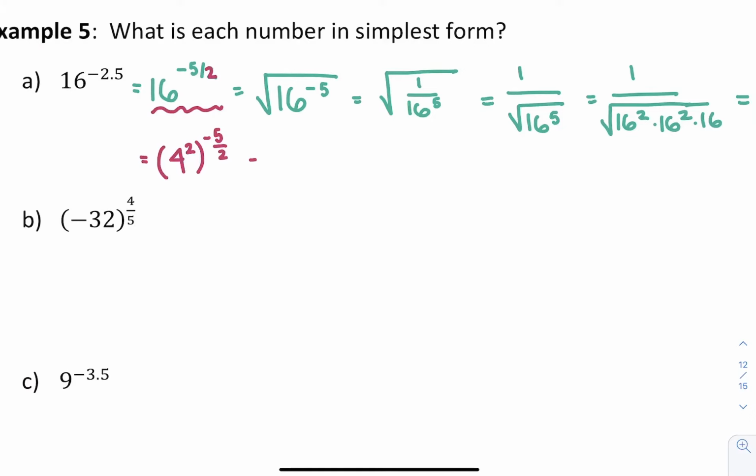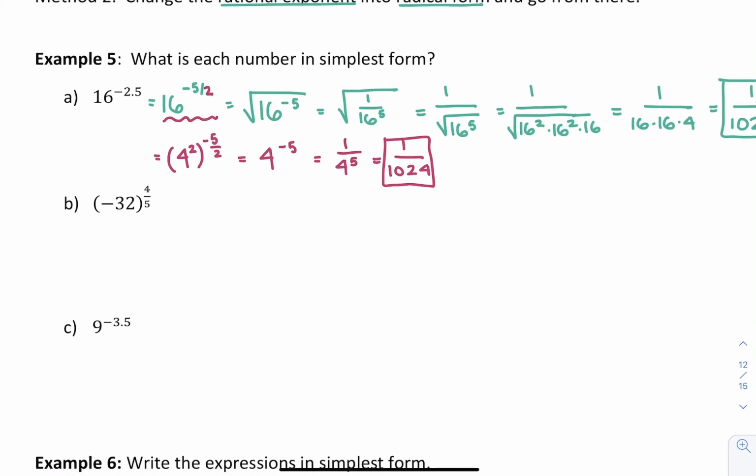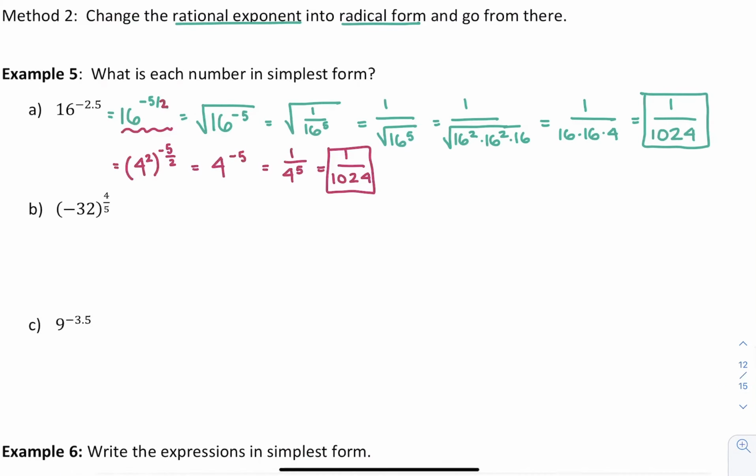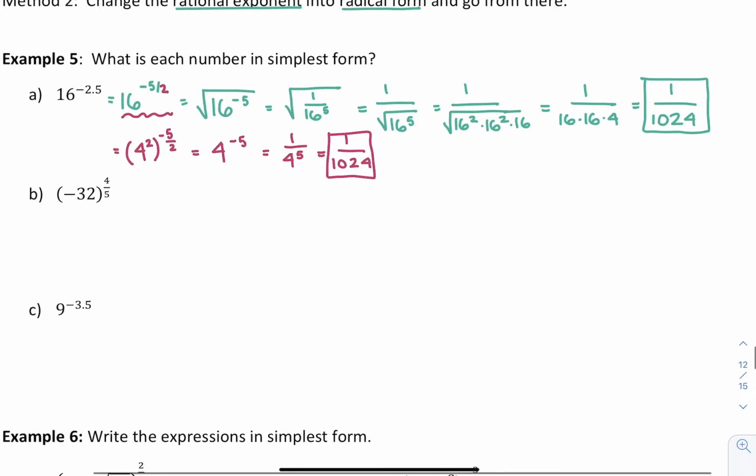Now let's simplify this using our exponent rules. If I multiply 2 times negative 5 halves, I get 4 to the negative 5th, which is 1 over 4 to the 5th, which is 1 over 1024, just like before. So it's really up to you which way you're more comfortable with. Both ways will work. Let's try this next one.